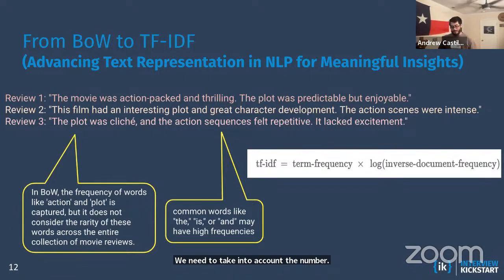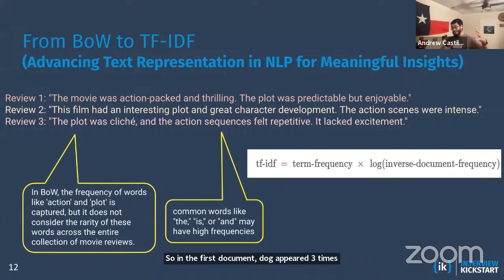So if in the first document, dog appeared three times, but it appeared in a 30-word email, versus the second where dog appeared 10 times, but it appeared in a novel that was 300 pages or something, dog might be more relevant in that first one. Because comparatively, this is 10% of the document relative to however many words we have over here, which seems much smaller.